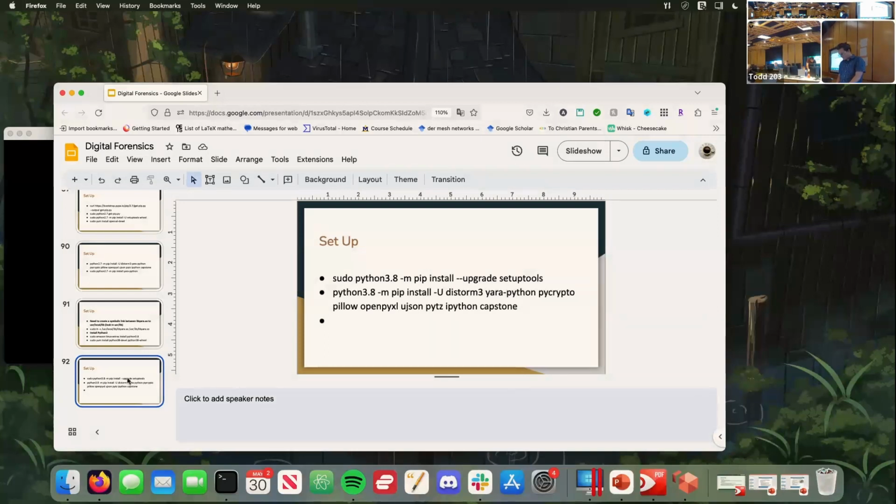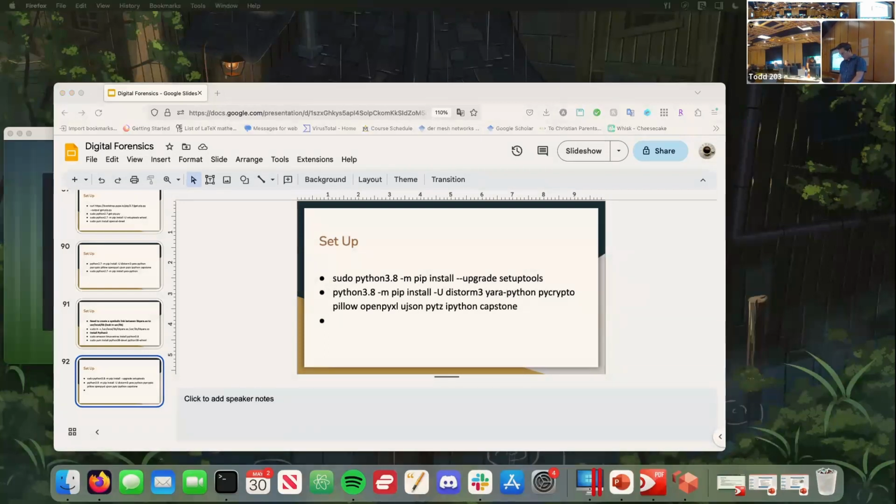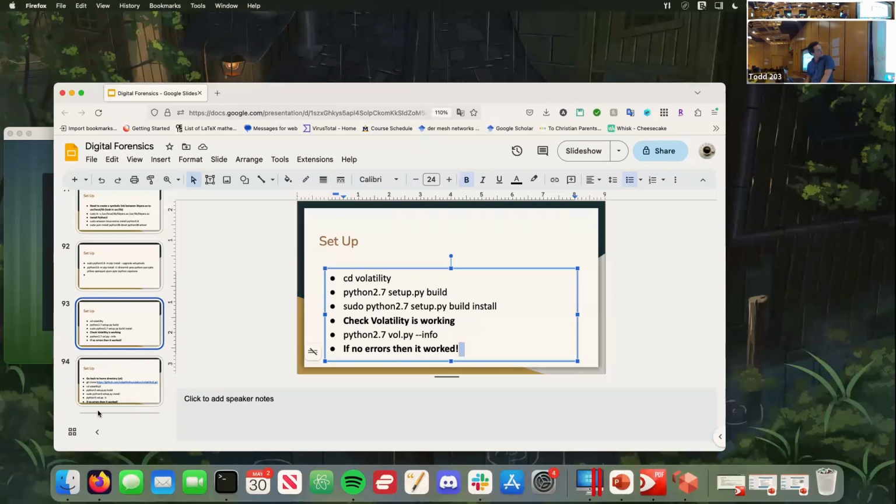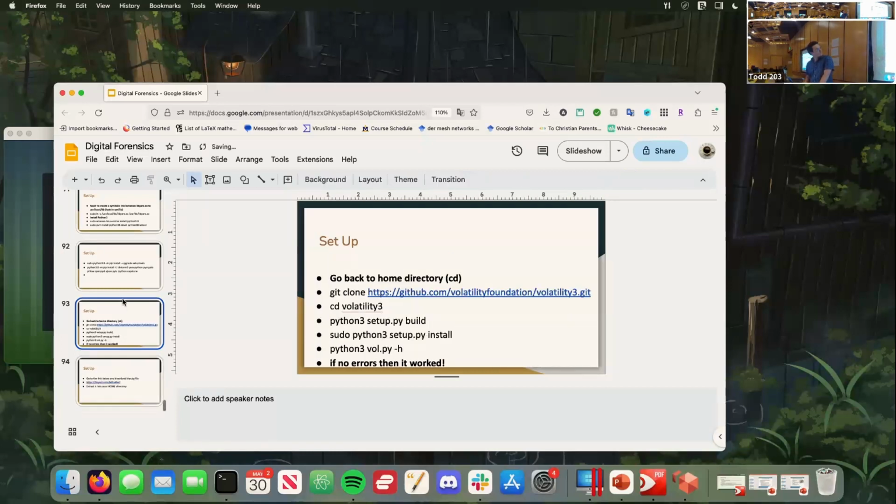Yeah. Sorry. Yeah, I got rid of the volatility 2 one. We're just doing volatility 3 now. And I'll make that larger in a second. Sorry. Is that what you do? Yeah.